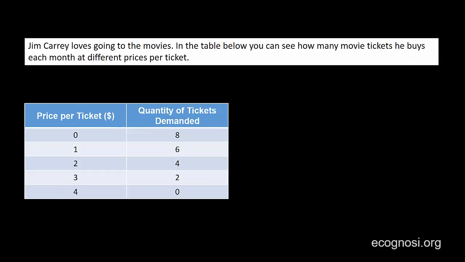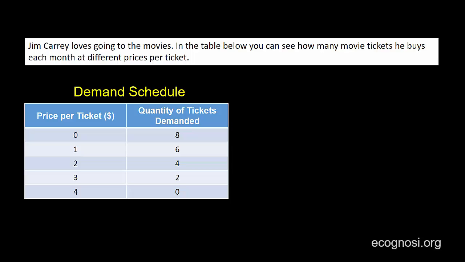Jim Carrey loves going to the movies. In the table below, you can see how many movie tickets he buys each month at different prices per ticket. This table is called the demand schedule. It's a table that shows the relationship between the price of a good and the quantity demanded, holding constant every other factor that influences how much of the good consumers want to buy. And in this case, we are dealing with just one consumer, Jim.